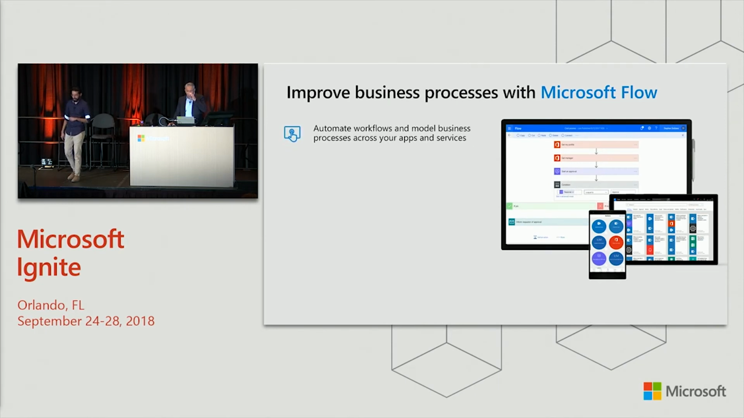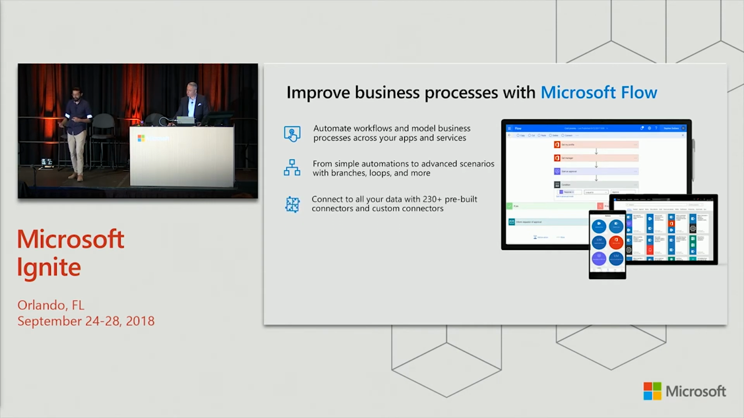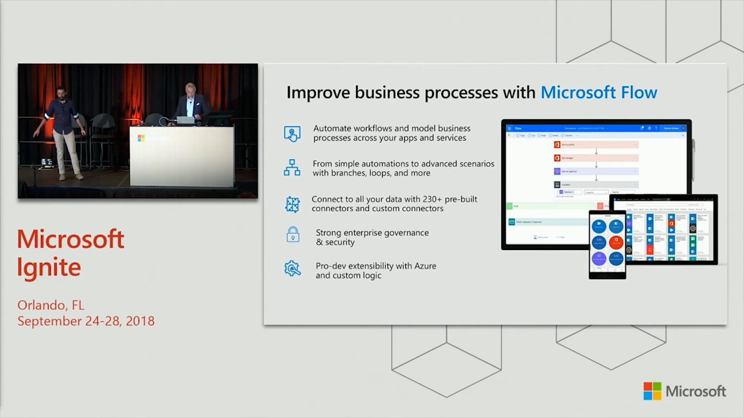So you can automate a bunch of your business workflows using Flow. You can have some very simple automation scenarios like the ones I mentioned, where something happens here, send an email when a survey is submitted, send a notification, or you can move to some very, very advanced complex scenarios, like some of the more sophisticated ones that Apostolos is about to show. Again, it has those 230 plus pre-built connectors, that strong security layer at the bottom, and that pro-dev extensibility that we also have with PowerApps and Flow.